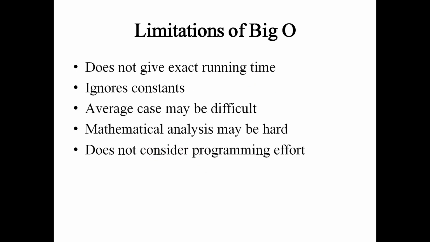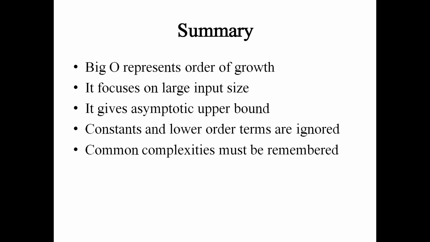So Big O is very useful, but it has some limitations. It does not tell exact execution time. It ignores constants, but constants may matter in real systems. Some algorithms are difficult to analyze mathematically. Also, Big O does not consider coding effort, hardware performance, compiler quality, or memory access time directly. So Big O gives a general theoretical comparison, not complete practical performance.